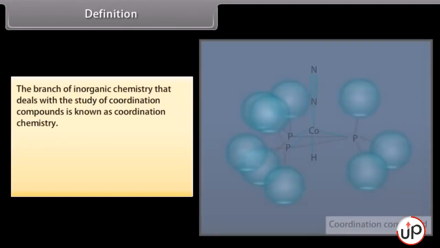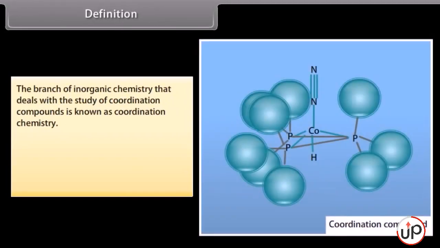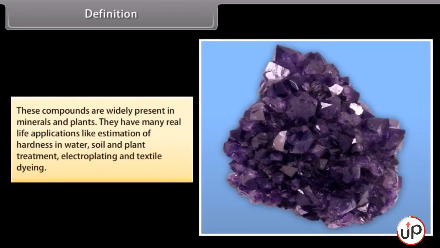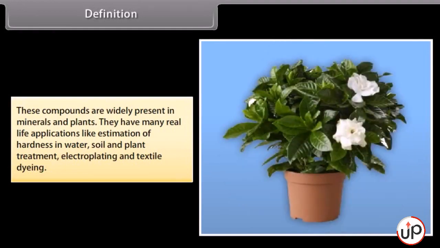Definition. The branch of inorganic chemistry that deals with the study of coordination compounds is known as coordination chemistry. A coordination compound contains a central metal atom which is surrounded by a suitable number of neutral molecules and usually retains its identity in solutions as well as in solid state. These compounds are widely present in minerals and plants. They have many real-life applications like estimation of hardness in water, soil and plant treatment, electroplating and textile dyeing.